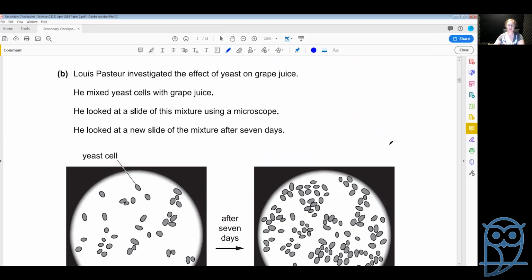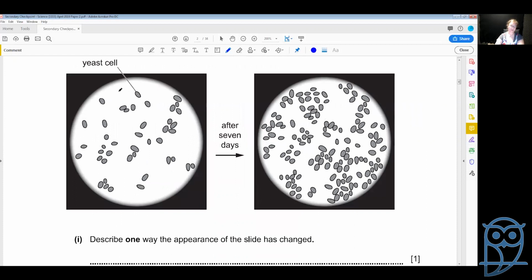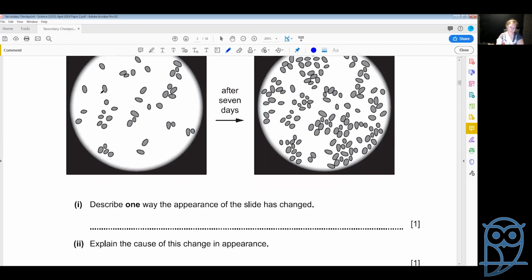Okay, so Louis Pasteur investigated the effect of yeast on grape juice. He mixed yeast cells with grape juice, and then he looked at a slide of the mixture using a microscope. He looked at a new slide of the mixture after 7 days. So describe one way the appearance of the slide has changed. So between this one and 7 days later this one, the one thing that has changed is there are more yeast cells.